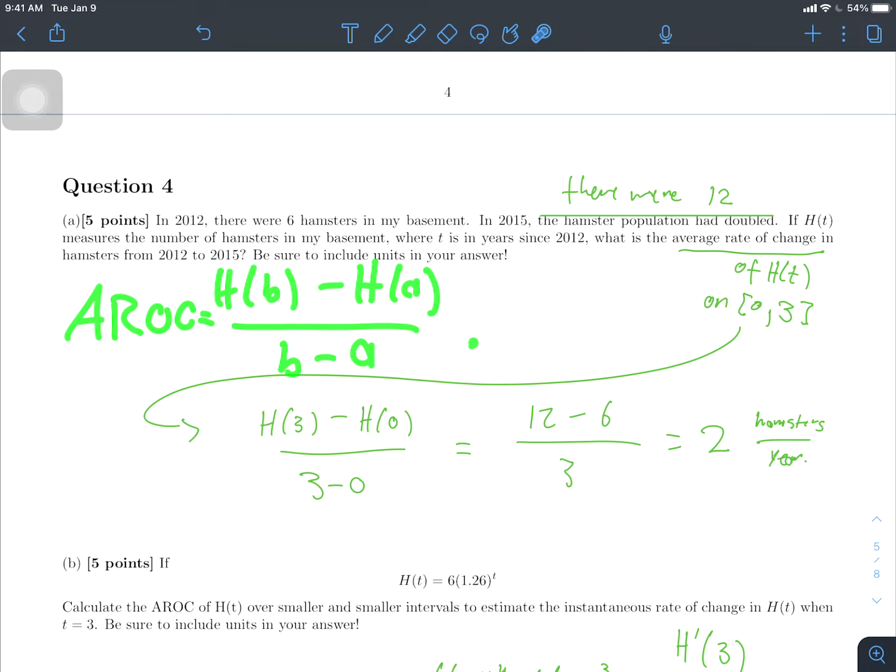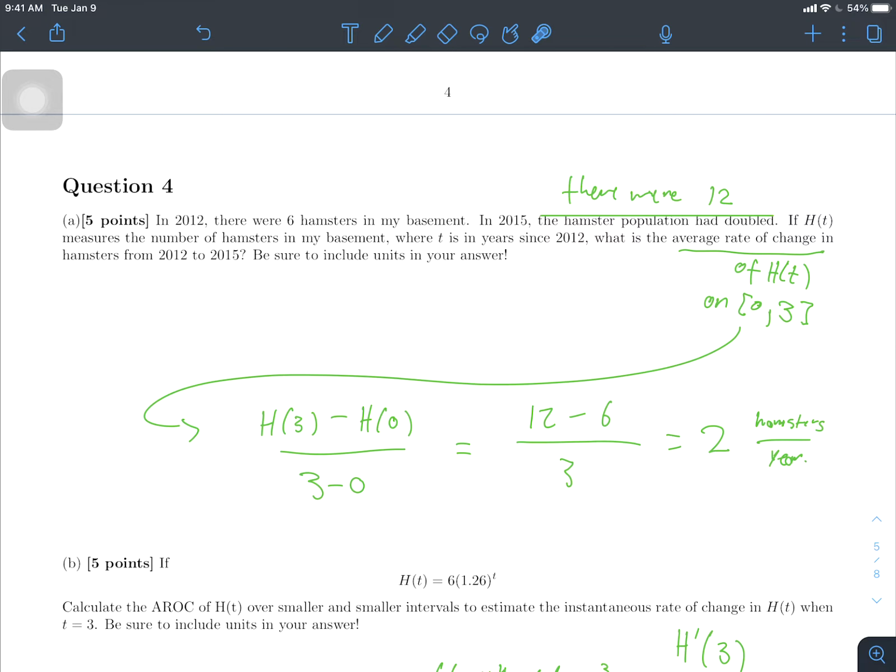So all I really need to know is how many hamsters I had in 2015, how many I had in 2012, and then subtract those two numbers for the top. So really I want the average rate of change of h of t on the interval from 0 to 3, because t is in years since 2012. If it's 2012, it's been 0 years, and if it's 2015, it's been 3 years. So I find h of 3 minus h of 0 divided by 3 minus 0.